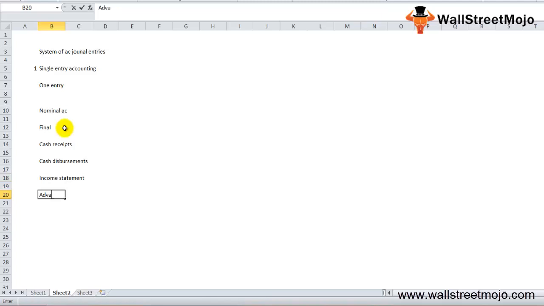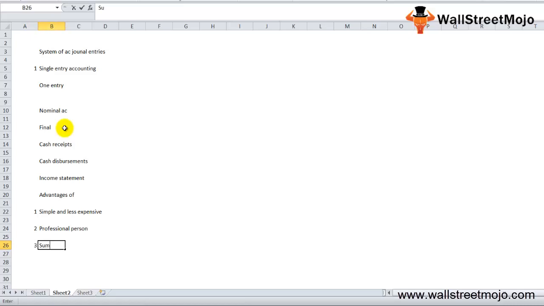Now there are some advantages of single entry accounting. The first one: the single entry system is very simple and less expensive. Second, a professional person is not required to maintain any sort of single entry system of accounting.